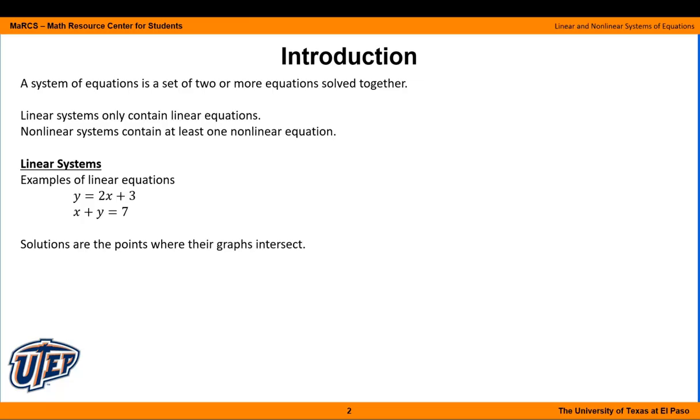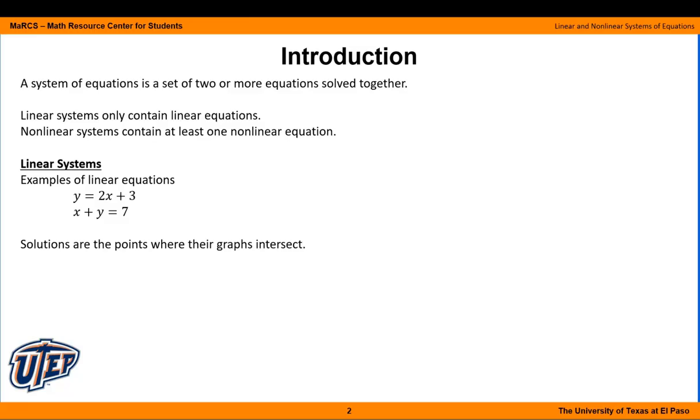A system of equations consists of two or more equations that are solved simultaneously. The goal is to find values that satisfy all equations in the system at the same time. There are two major types of systems we will study. A linear system contains only linear equations, and graphically, linear equations are represented by straight lines. A nonlinear system contains at least one nonlinear equation, such as a quadratic equation.